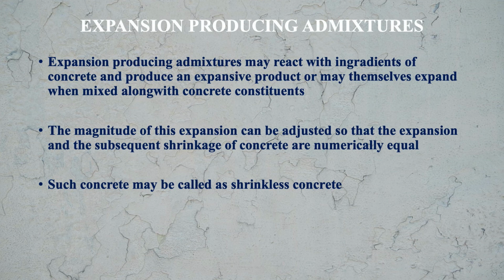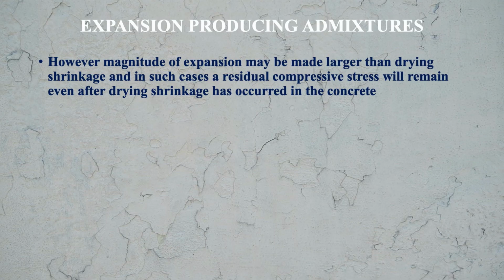So here the magnitude of this expansion can be adjusted so that the expansion and the subsequent shrinkage of concrete are numerically equal. Such concrete may be called shrinkless concrete. Means if the expansion and shrinkage both are equated, such concrete will be called shrinkless concrete. However, the magnitude of expansion may be made larger than drying shrinkage, and in such cases a residual compressive stress will remain even after drying shrinkage has occurred in the concrete.